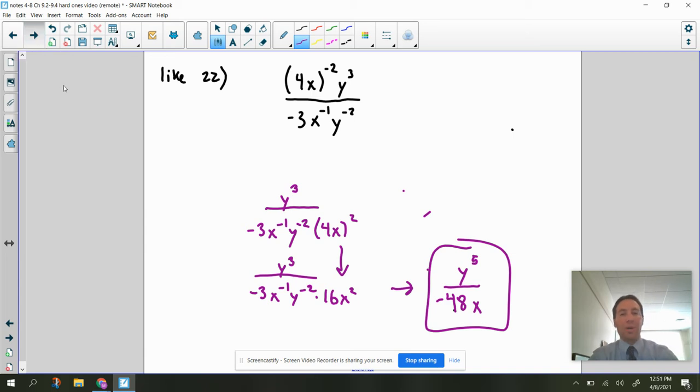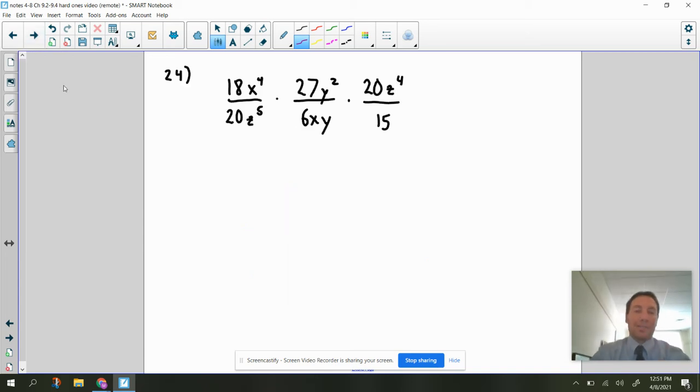How about number 24? All right, so the way that I think about this is I've got some numbers, some x's, some y's, and some z's. I am just going to deal with the numbers right now. I know that anything on the top can be canceled out or reduced with anything on the bottom. So let's just start with the 18 and the 20. Divide those each by 2, and you're left with 9 and 10. What else? I see this 10 right here and the 20 up top. Let's divide those both by 10. So you've got a 1 there and a 2 there.